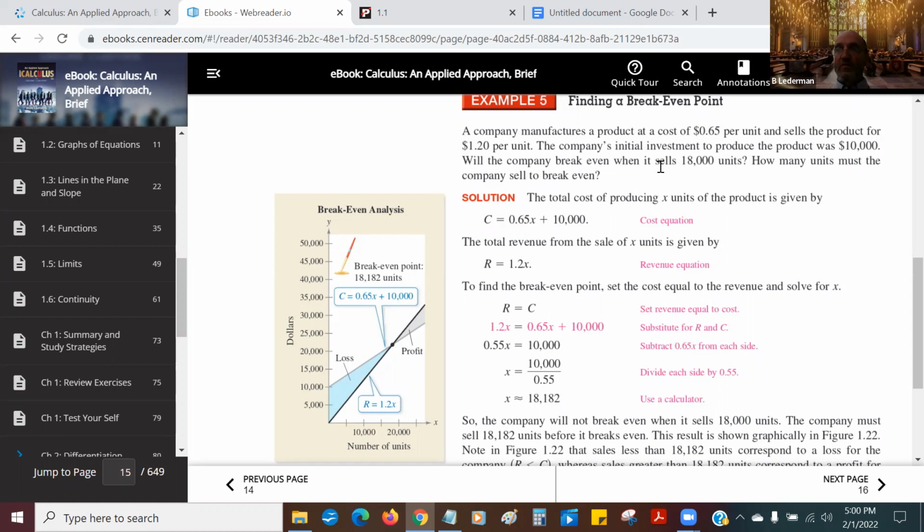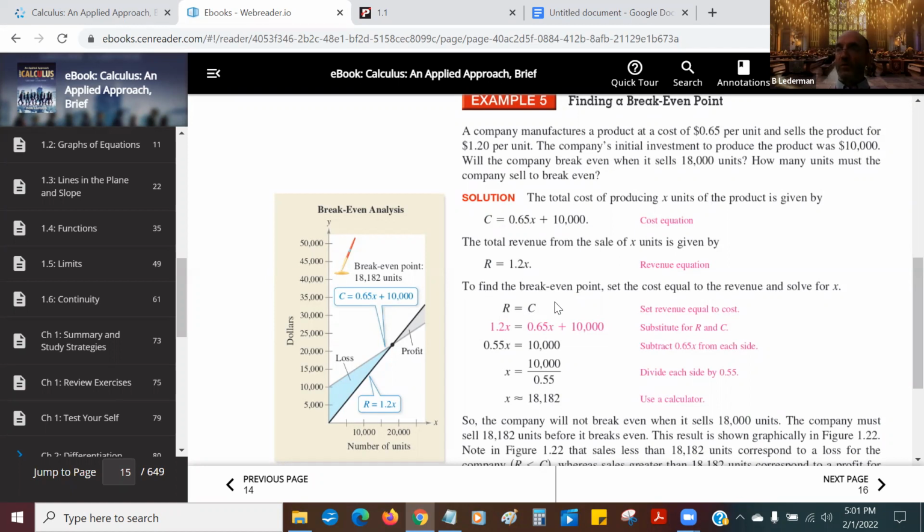The total cost of producing x units of the product is given by C equals 0.65x, because each unit is another 65 cents, plus the fixed cost of 10,000, which is there no matter what. Now the revenue is 1.2 times x, because for every unit they sell, they get $1.20. The break-even is when the cost is equal to the revenue.